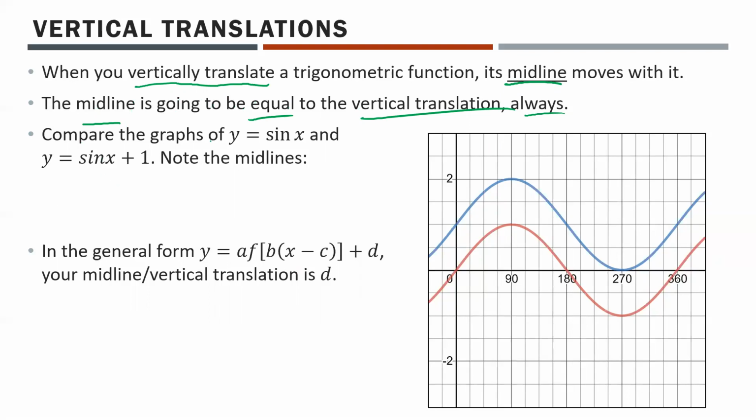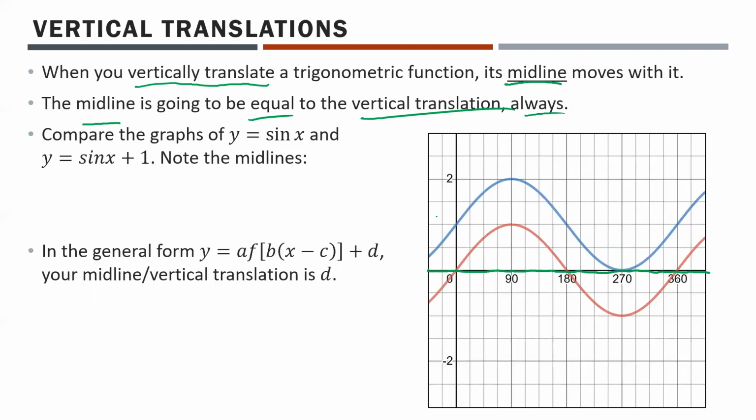So I want us to compare the graphs of y equals sine x and y equals sine x plus 1. So sine x is this red one here, and sine x plus 1 is the blue one. I want us to note the midlines. Now on sine x, of course, our midline is our x-axis, where it's just equal to 0. Right? Because we didn't go up or down, we're just 0, right?